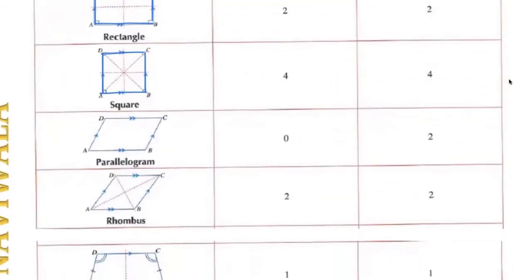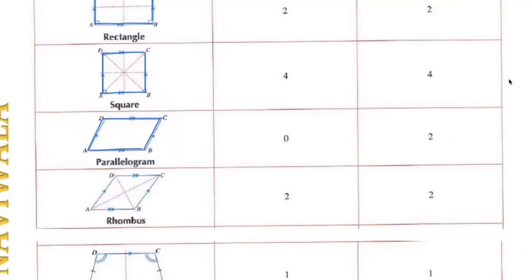Then the next shape is a parallelogram. A parallelogram doesn't have any line of symmetry, neither vertical nor horizontal, neither diagonal. But it has the order of rotational symmetry of 2, because after 180 degree, you are going to get exactly the same shape. And after 360 degree, you again get the same shape. So in 360 degree, how many times does it fit its outline? 2. That's why the order of rotational symmetry of a parallelogram is 2.